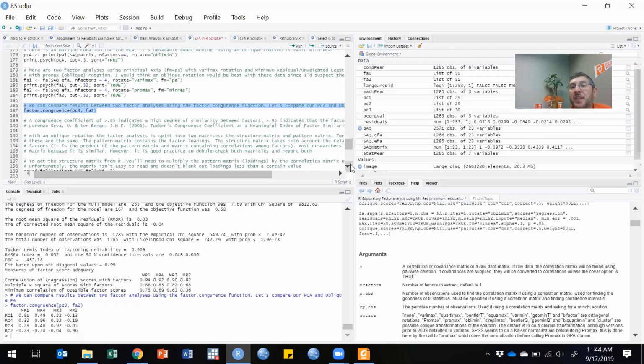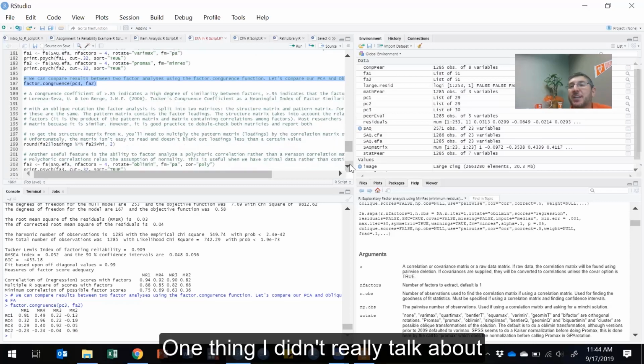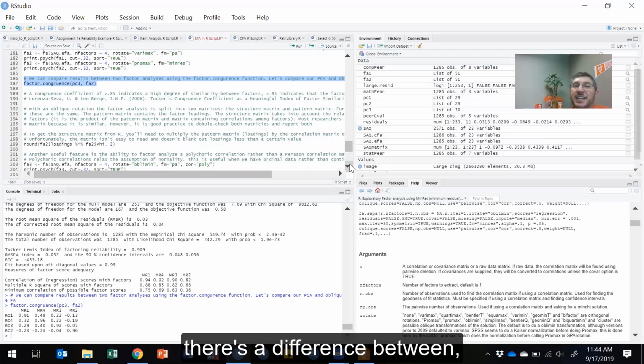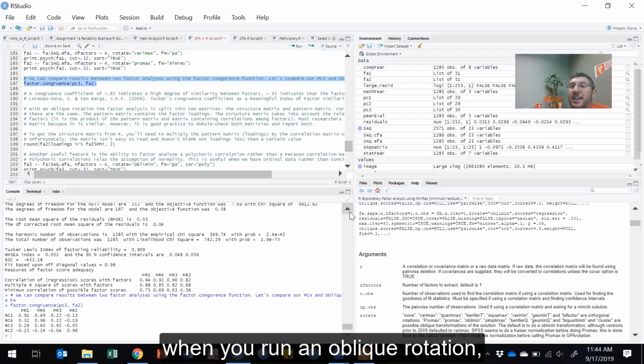between them. One thing I didn't really talk about, because we used an orthogonal rotation, is there's a difference when you run an oblique rotation.